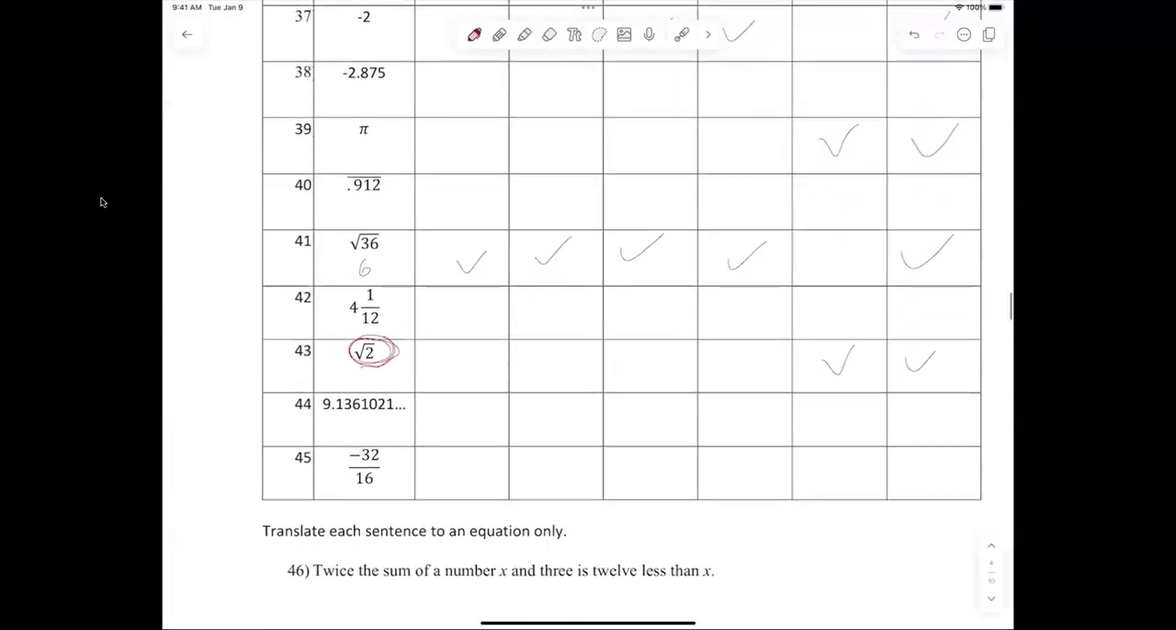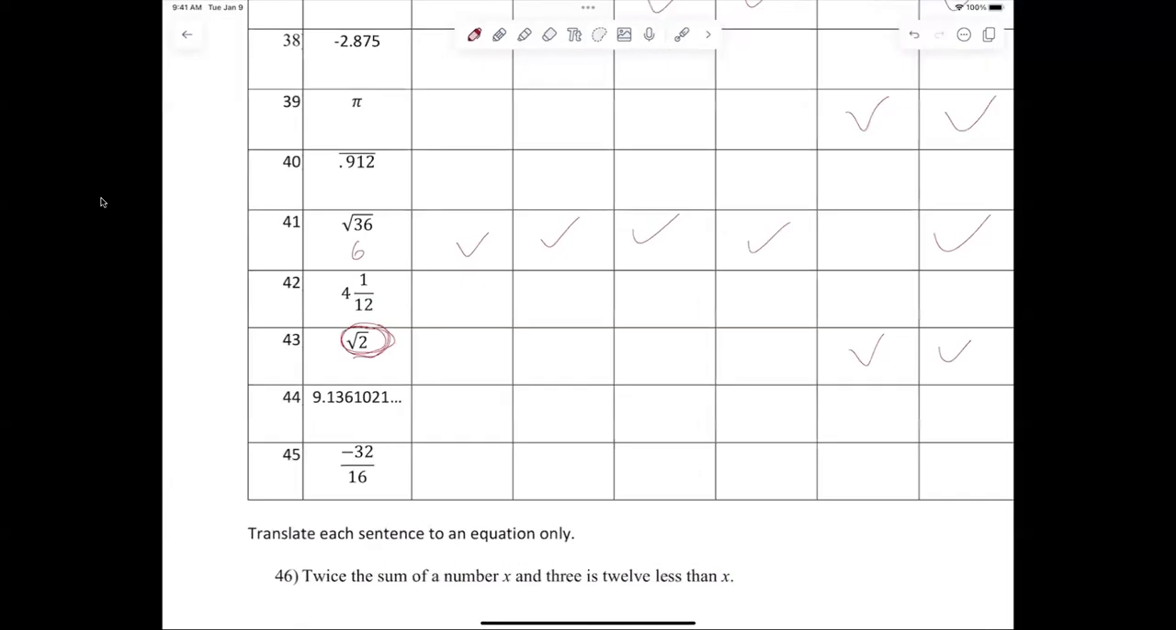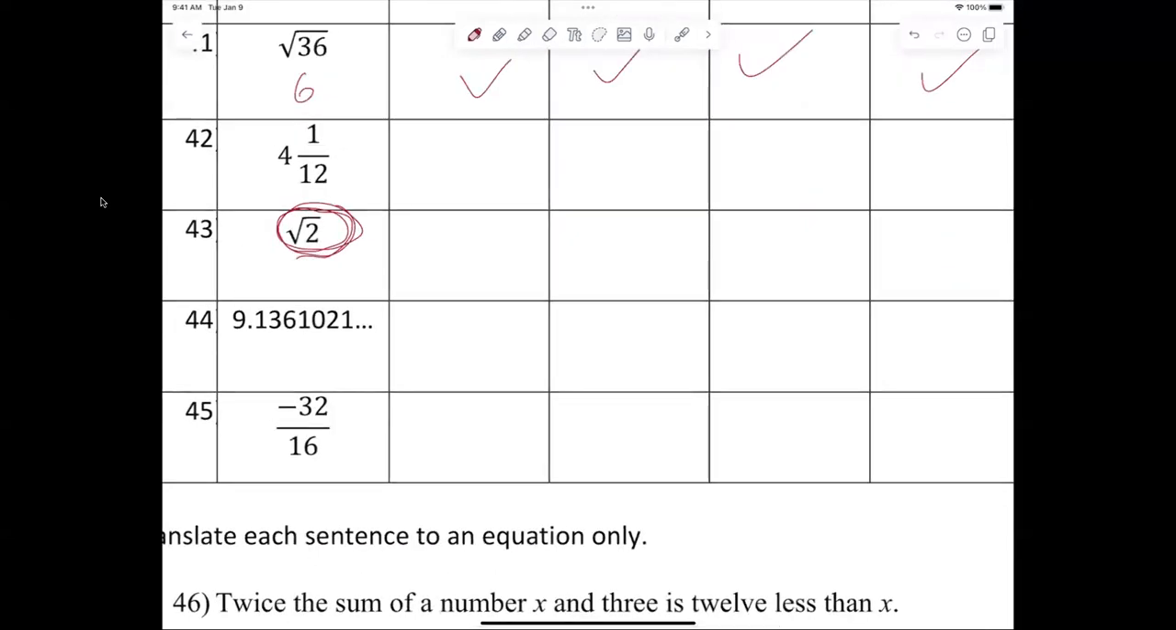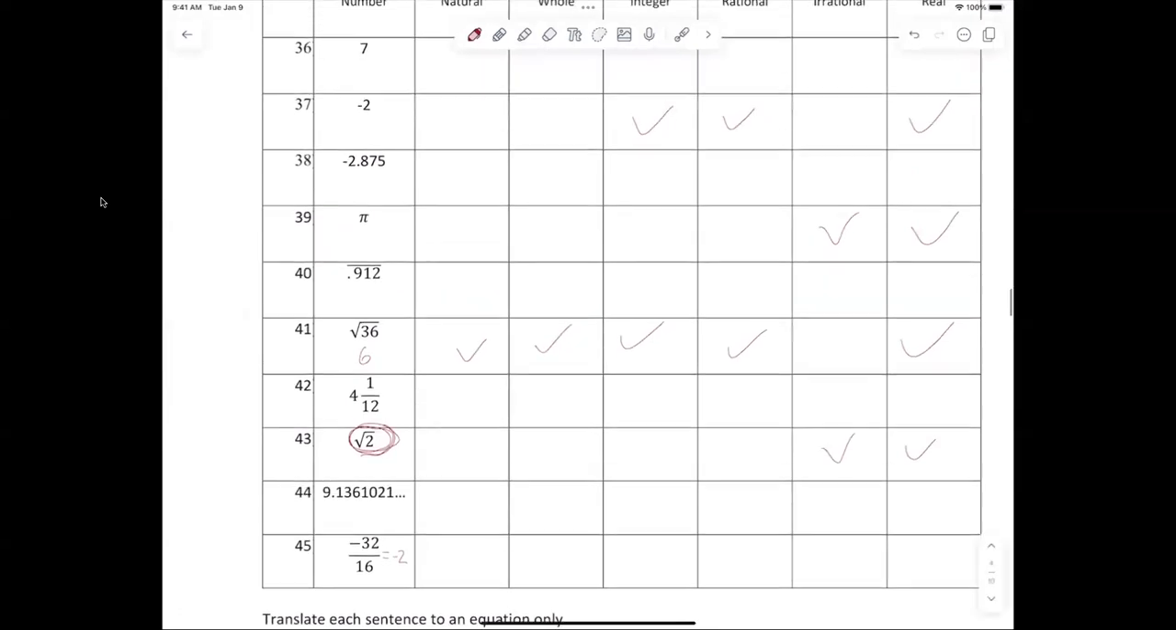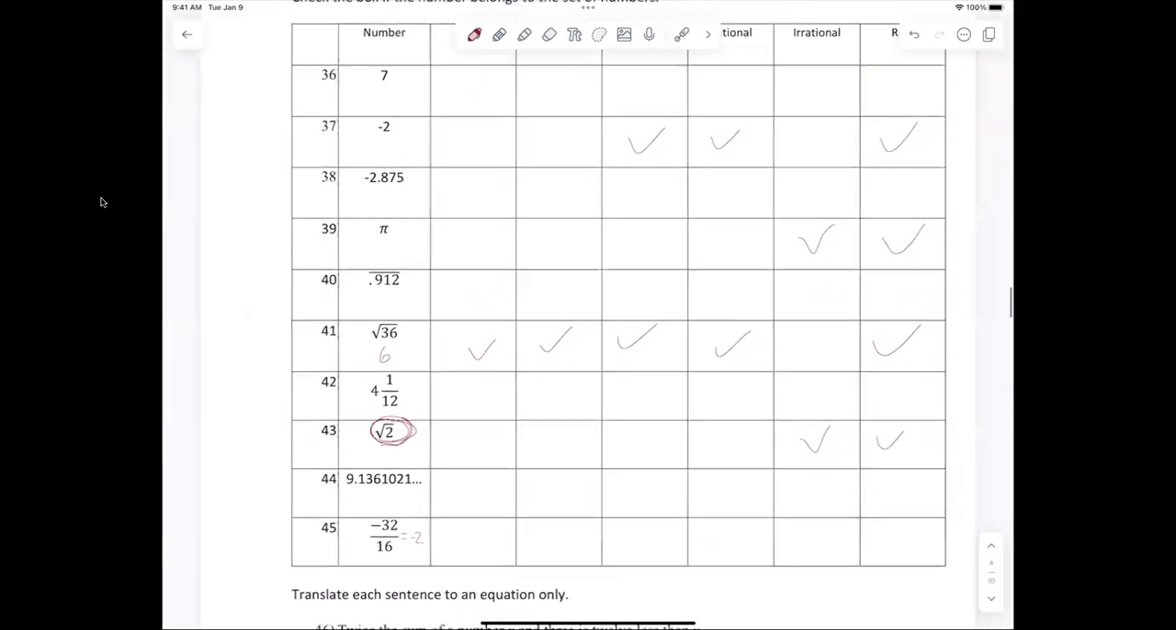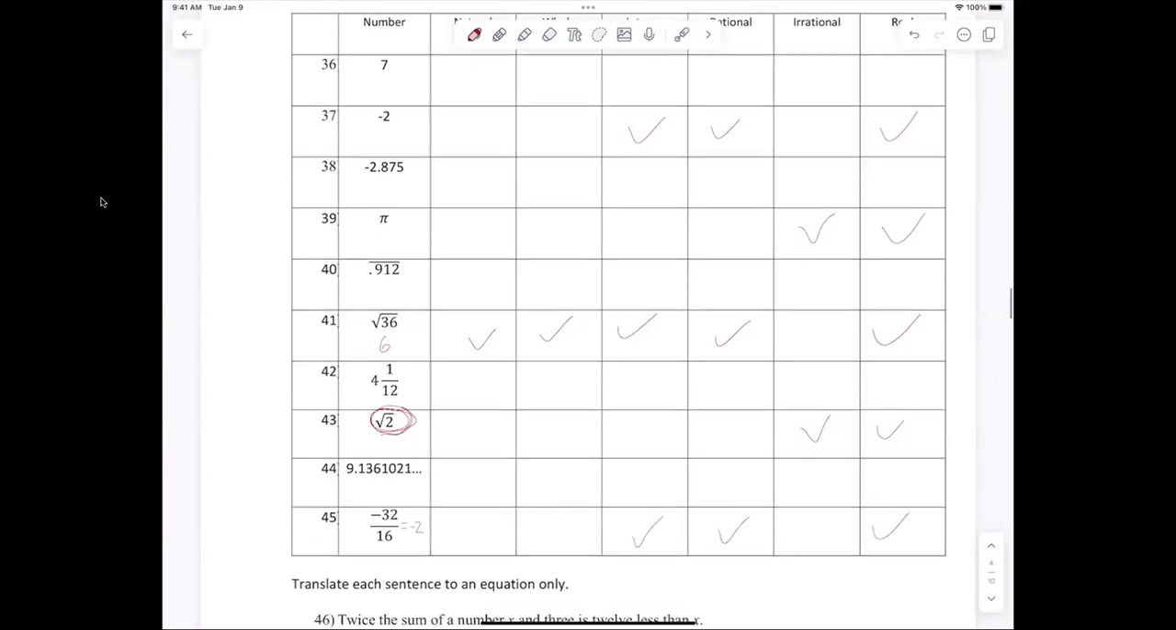All right. Now, 45 is supposed to be a trick question because what's negative 32 divided by 16, guys? Negative 2. All right. So, what is that? It's integer, rational, and real.